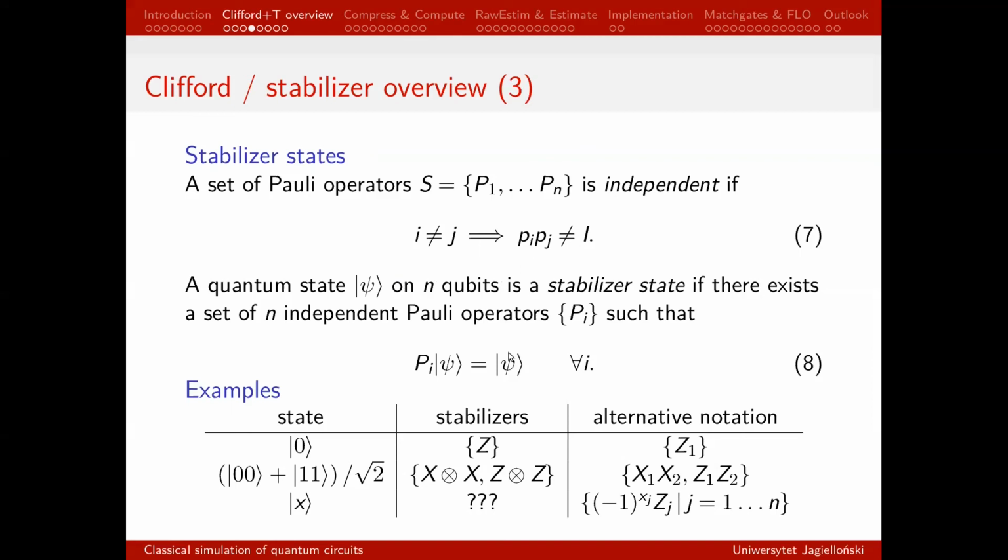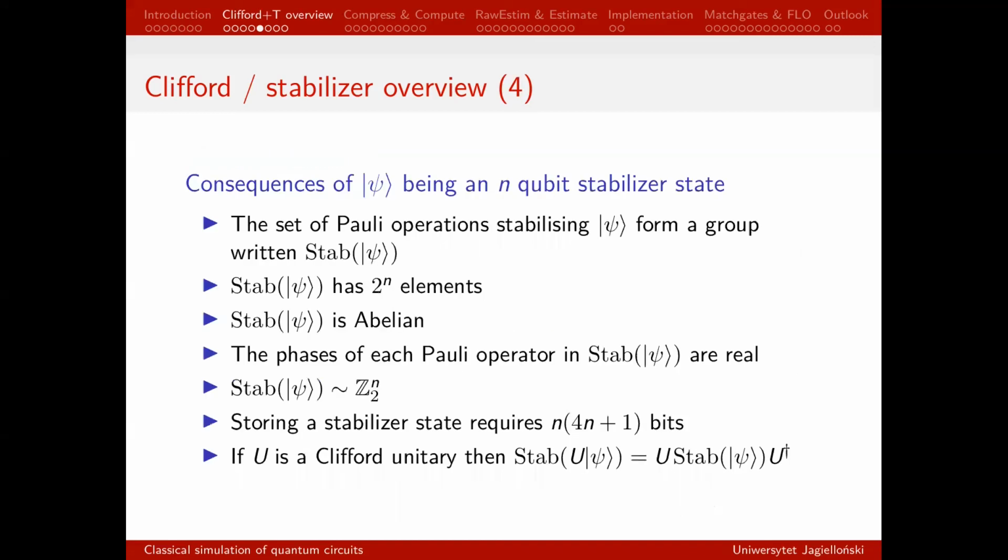So yeah, here is an example. The state 0 is just stabilized by Z on one qubit. This maximally entangled state is stabilized by these two operators. And this computational basis state is stabilized by these. I wrote a question mark here because I don't know how to write the computational basis state in this notation with tensor product signs. It's nicer in this notation where we subscript by j to say which qubit we're operating on. Okay, so these are stabilizer states, and there are a lot of consequences of being a stabilizer state.